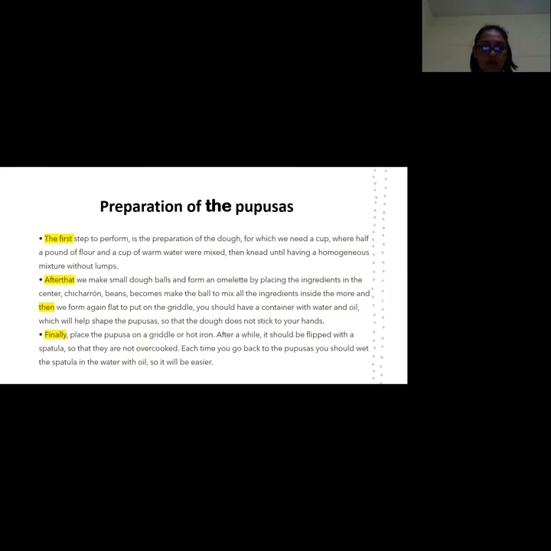After that, in the center: chicharrón, beans. Make a bowl to mix all the ingredients inside. Then we pour flour again to put it on the griddle. You should have a container with water and oil, which will help shape the pupusas so that the dough does not stick to your hands.